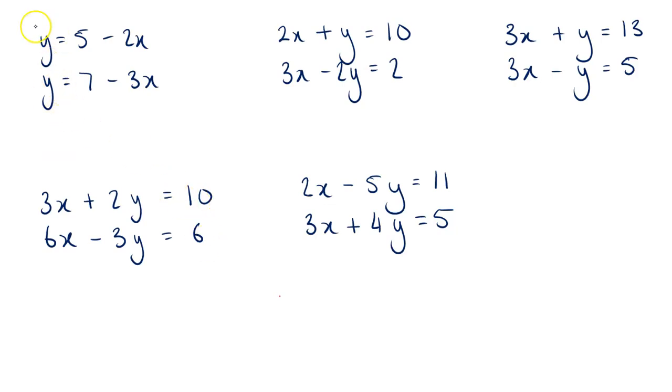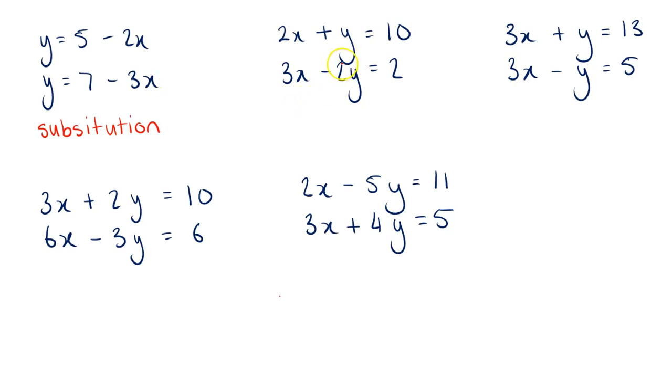So for instance, in this first one, we can see that y is the subject of both. Now, if you have y being the subject, or if you have x being the subject, so x or y just by itself on one side of the equals, then you should be using a substitution method. What that means is, in this case, you'll set these two equations equal to each other, or if you had x equal to something, then you could substitute that into the other equation. That's going to be the easiest method for you.